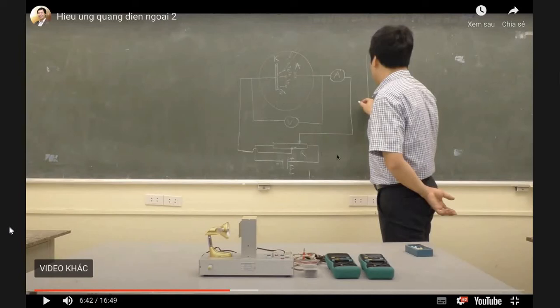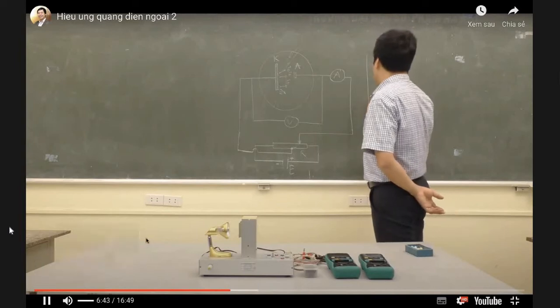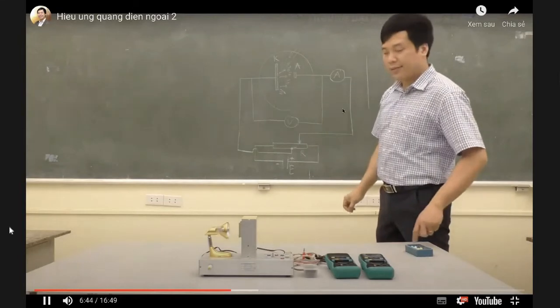And in the next part, Professor Chet mentioned the experiment to investigate the relationship between the UAK and also the current. So maybe the next part is for the experiment. So right now we can see what is next.